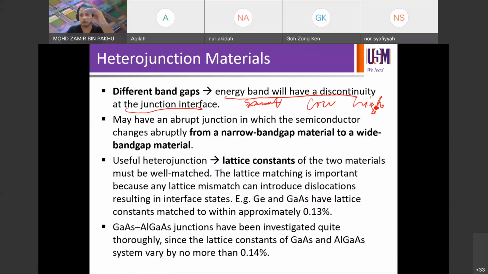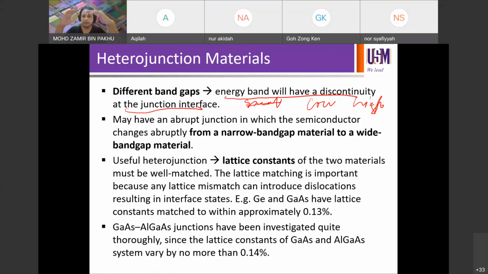The low one will have a small EC-EV distance. The big one you're going to have a big EC-EV distance. So when you have a small and a big one, remember the band gap is essentially EC to EV, right? So you're going to have a junction like this, small to big and big to small, either way, right? So this results in a discontinuity at the junction, right?